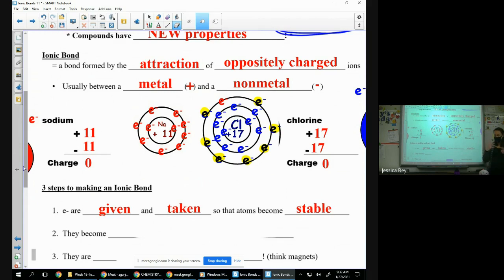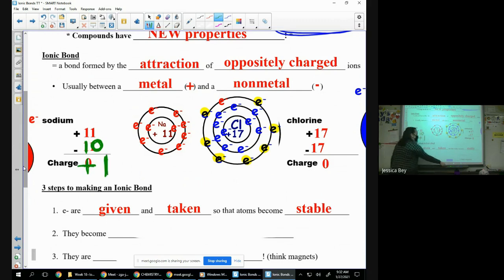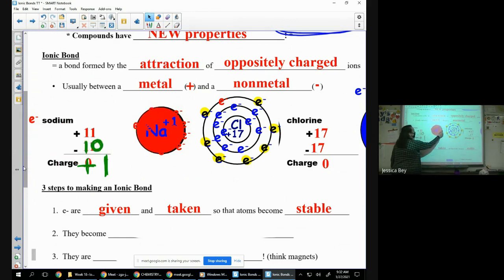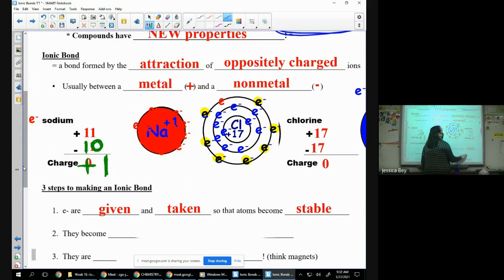Now, this is all happening simultaneously. As that happens, though, we got to talk a little bit of math. If I used to have 11 electrons and now I have 10, what is my charge? Is it still 0? Plus 11 minus 10 is how many? Positive by how many? 1. Very good. Okay. So as soon as I get rid of that electron, he is stable, but now he is a +1 charge. Okay. Chlorine over here gained an electron. So he is going to become negative by 1.